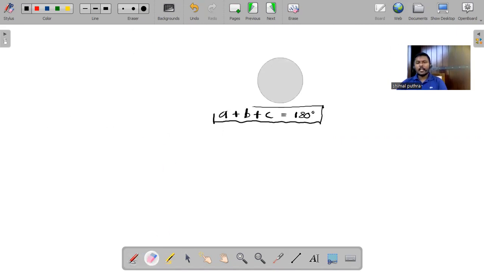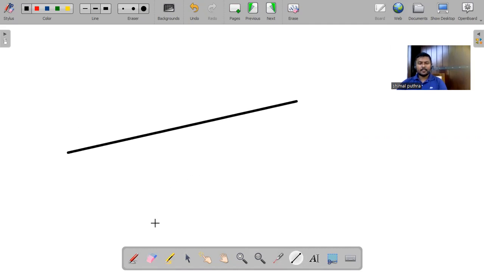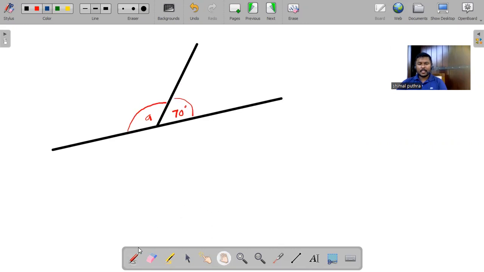Okay. Then I have a question for you. There is a straight line. It has been divided into 2 angles. Someone told me this angle is 70, and this is simply A. I need to find A. Please help me to find this one. Very easy question. If this is 70, I can find A.